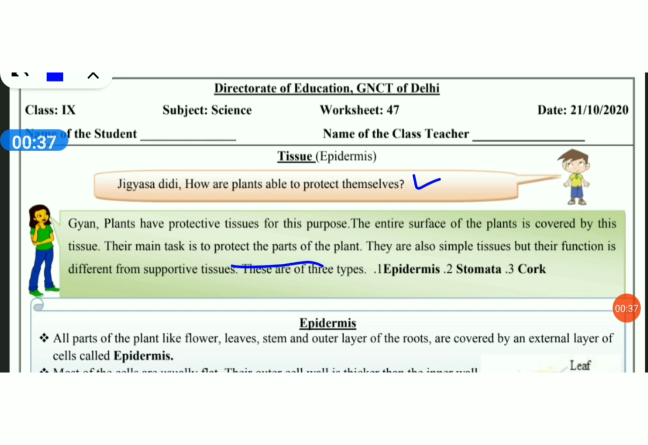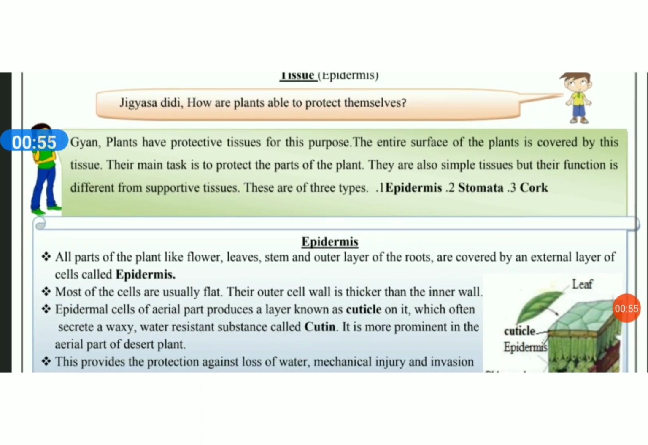And also, as we know, these are simple tissues and their function is to support the plants, or they work as a supportive tissue. These are of three types: epidermis, stomata and cork. Now first of all, we'll see what is epidermis.